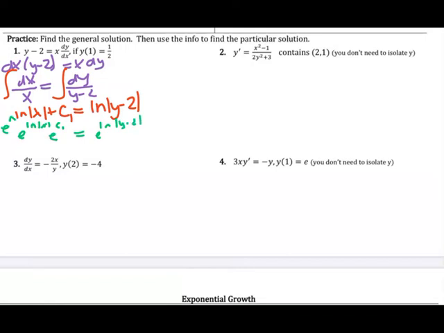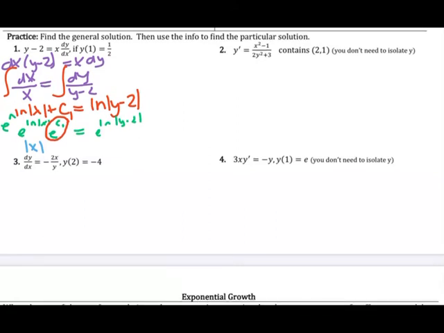And over here, e to the natural log of absolute value of x is just going to be the absolute value of x. And e to the power of c1, I'm just going to change that. I'm going to call this constant number 2, because this is a constant, or it's a scalar in this case. So I'm going to change it, and now it's going to be called c2. Over here, I'm going to get the absolute value of y minus 2.